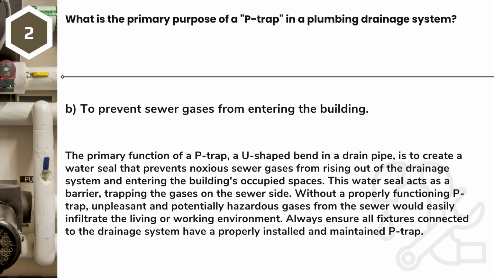Answer: B. To prevent sewer gases from entering the building. The primary function of a P-trap, a U-shaped bend in a drain pipe, is to create a water seal that prevents noxious sewer gases from rising out of the drainage system and entering the building's occupied spaces. This water seal acts as a barrier, trapping the gases on the sewer side.